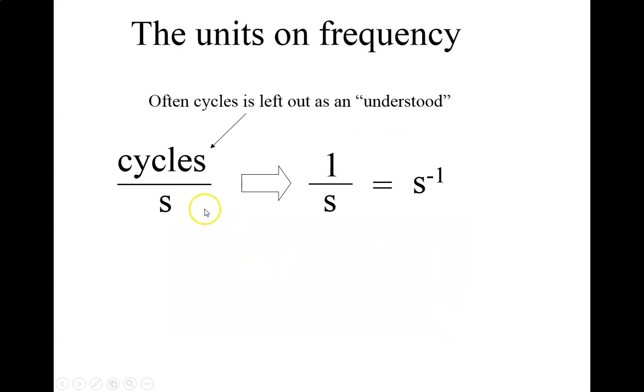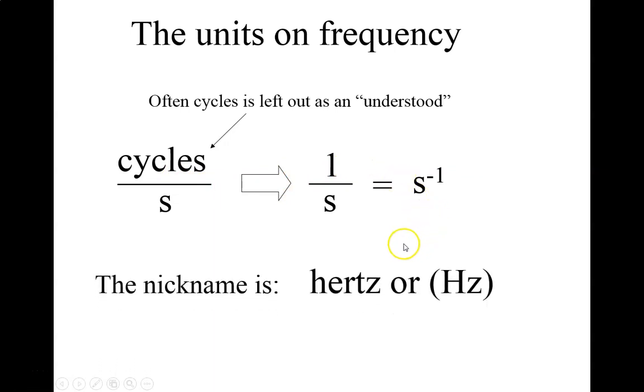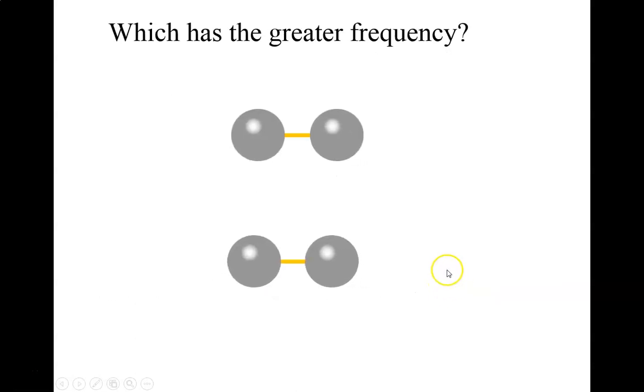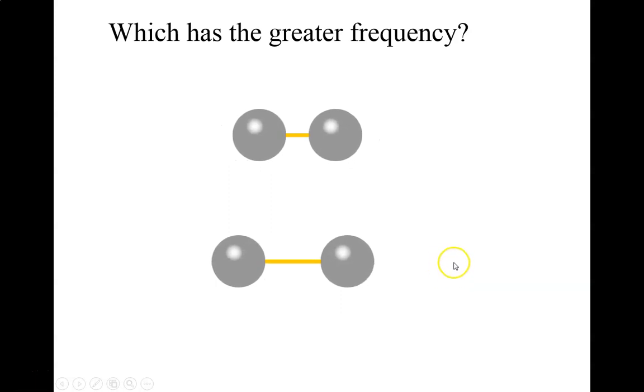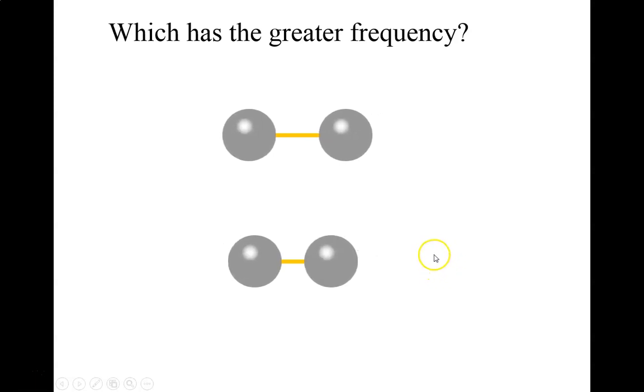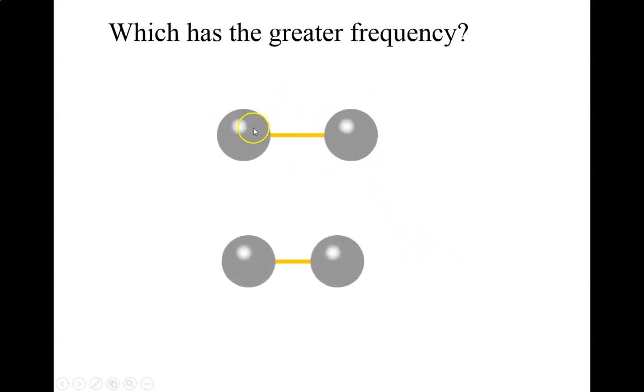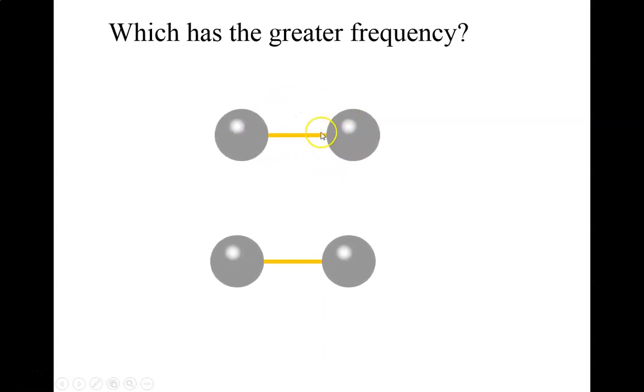So when we talk about frequency, it's cycles per second. Normally we leave off the seconds. Sometimes you'll see it as 1 over seconds, or seconds to the -1. But most frequently you're going to see frequency measured in hertz, or megahertz, or gigahertz, or kilohertz, or some sort of hertz. Okay? So which of these oscillations has the greater frequency? Which is cycles per second, so oscillations per second. The one on the top has the greater frequency. It's occurring more frequently. It's got more cycles per second.